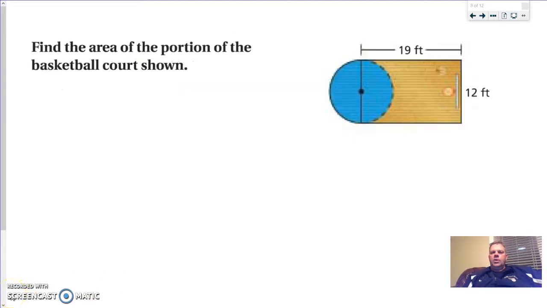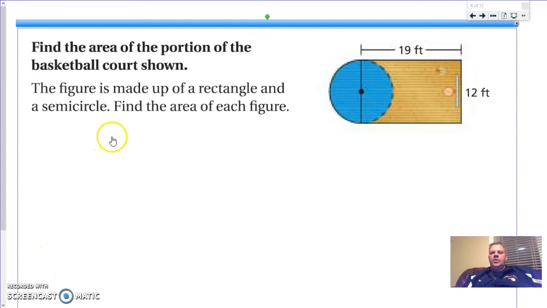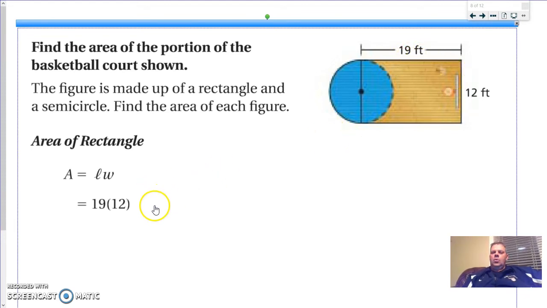Our next example, we are to find the area of the portion of the basketball court shown. The figure is made up of a rectangle and a semicircle. Find the area of that figure. The area of a rectangle is just the length, 19 times 12. When we multiply 19 times 12, probably using your calculator, you get 228.